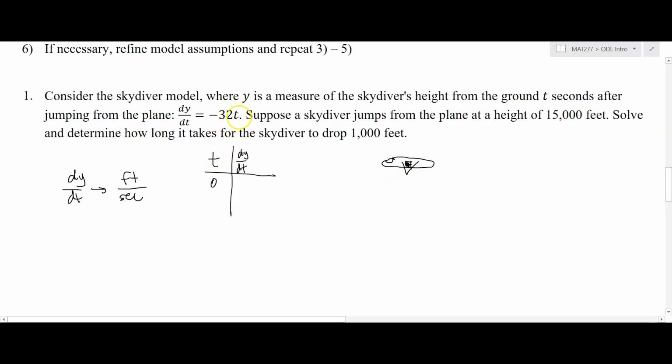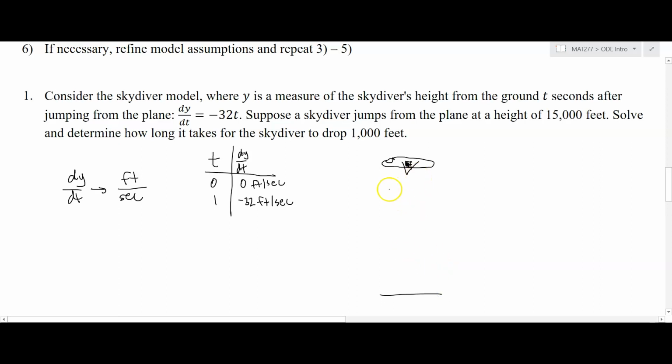So at time 0, if I plug in 0 for t, negative 32 times 0 is 0. And again, this is feet per second. So before the skydiver jumps from the plane, their altitude isn't changing yet. 1 second later, 1 second after the jump, physics tells us the skydiver should be falling at a rate of 32 feet per second. Now the reason it's negative is because this is the height from the ground, right?